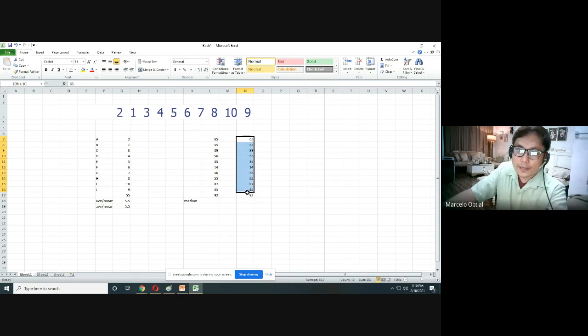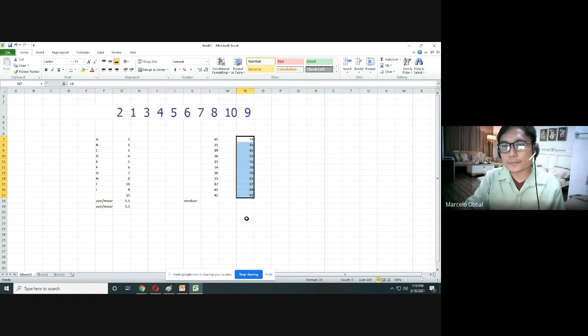Highlight first, then click this portion, sort and filter. Okay, smallest to the largest. So automatically it's arranged, no? But again, when your comprehensive exam is face to face, you need to do that manually, on paper. Since we're using Excel, automatically arrange siya kaagad.